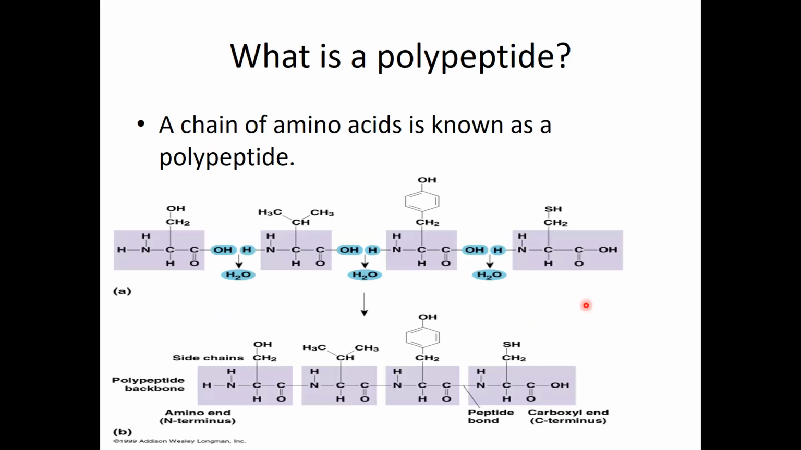A polypeptide is formed similarly. The chain of amino acids is known as a polypeptide chain. They are together, they form a chain. So the polypeptide is very important for bond formation and leads to the formation of proteins. So this was the first part of my lecture.